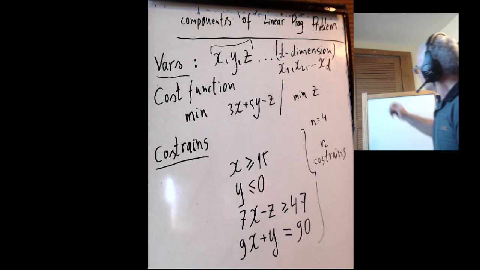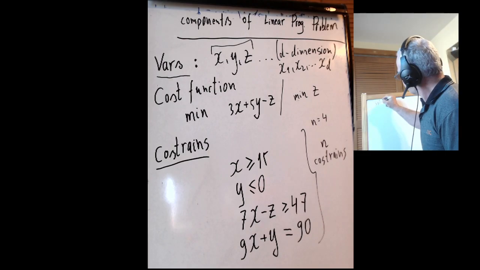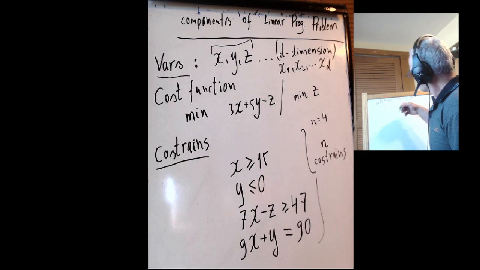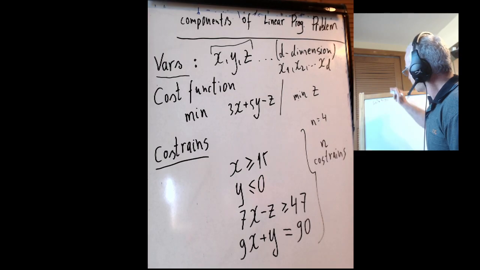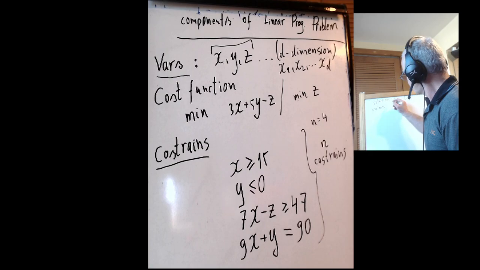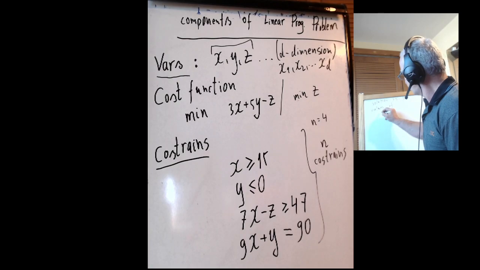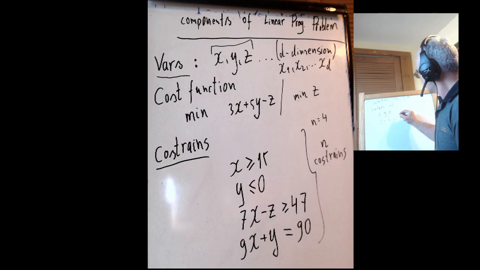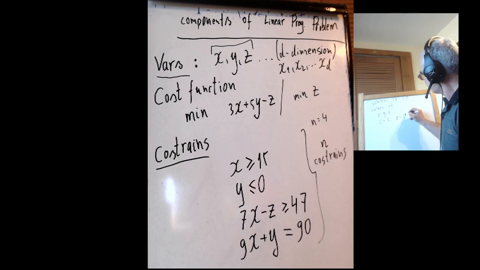And a solution to the LP would be values of, say, x, y, and z. Say, I'll direct the camera in a second. x equals 5, z equals 19, and y equals 32.